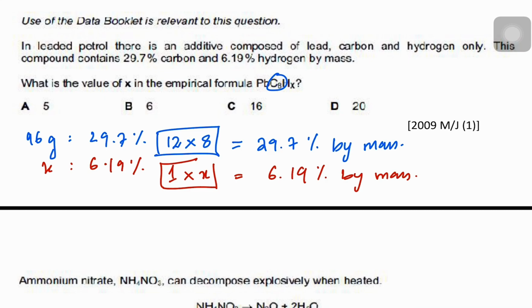So what we'll do is, we're simply going to cross multiply. And when we cross multiply, we get 96 times 6.19 divided by 29.7. So that is going to be 20. So X is equal to 20. Now 1 times 20. So X is equal to 20 because hydrogen has a mass of 1. So 20 is the right answer.